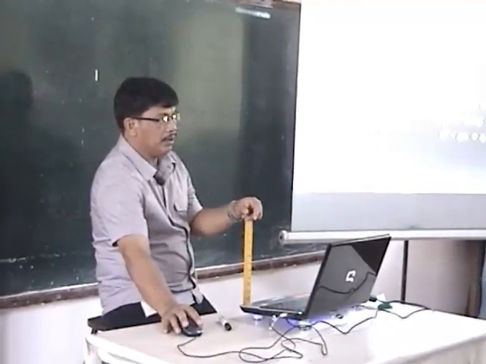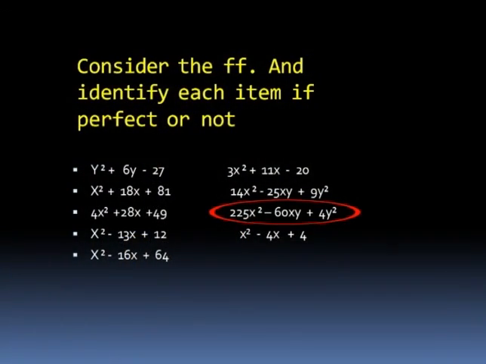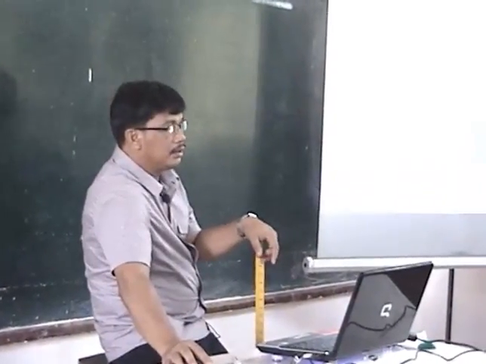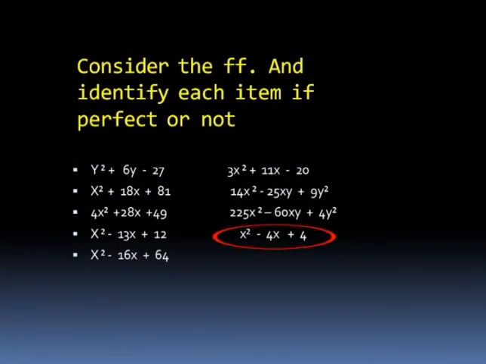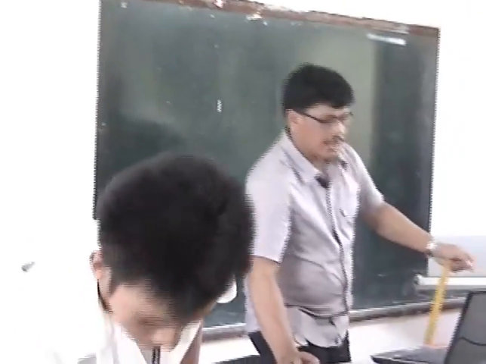Second to the last example, Miss Dice. 225x squared minus 60xy plus 4y squared is a perfect square. Okay. Very good. The last one, Mr. Olive. X squared minus 4x plus 4 is a perfect square. Okay.